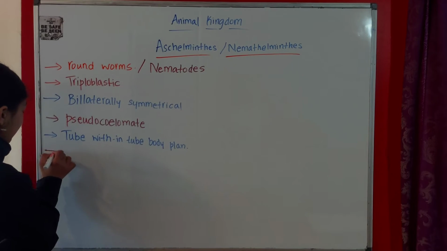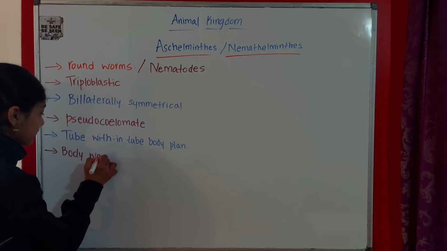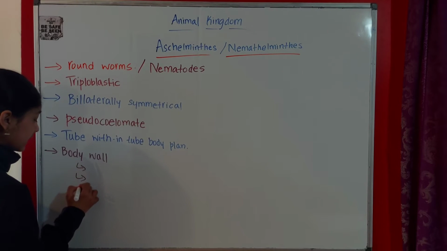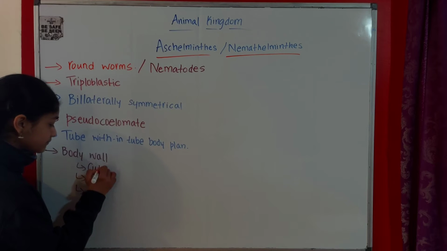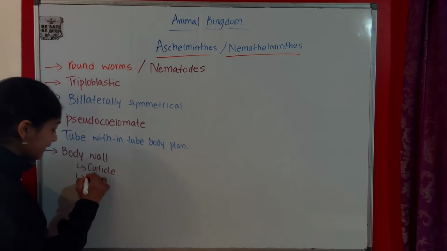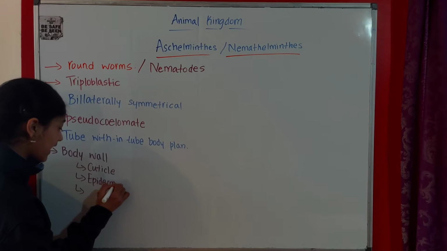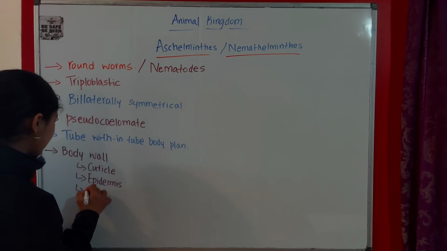Let's talk about the body wall. The body wall consists of 3 layers. The outer one is called the cuticle. The middle one is termed the epidermis. And the inner one is called the muscular layer.